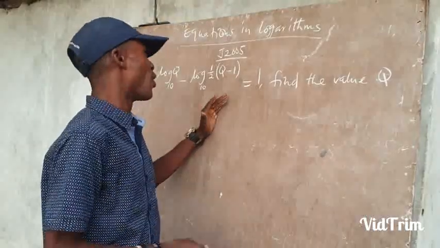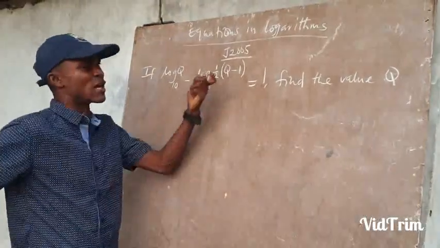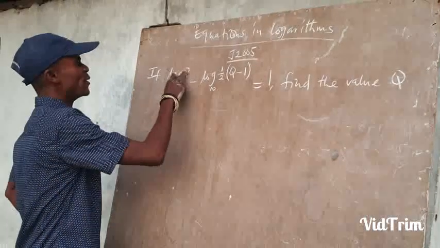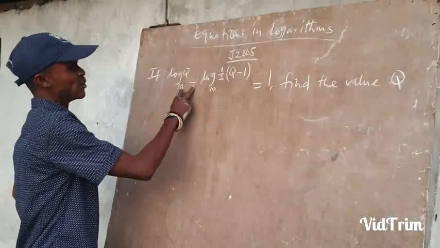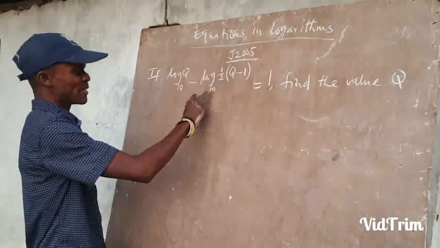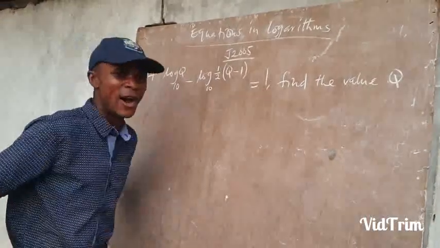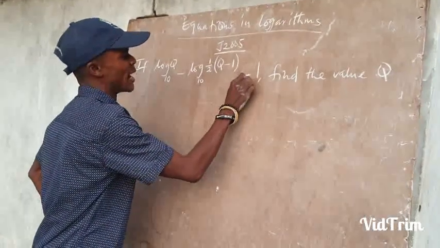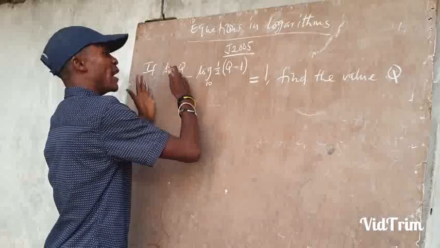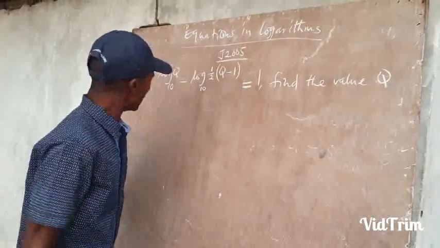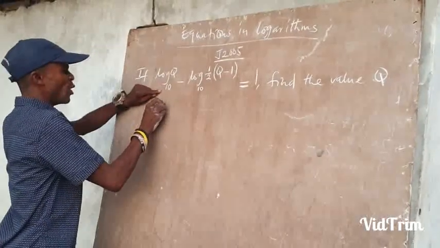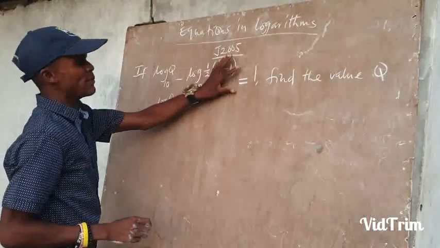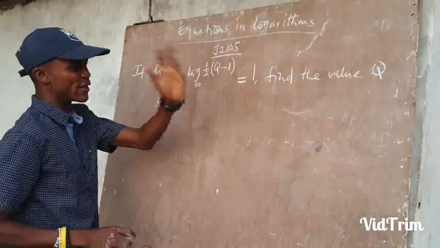The first question now on the board was a question that came in 2005, government was. The question reads, if log q base 10 minus log half of q minus 1 base 10 equals 1. It is an equation because these two terms are separated by an equal to sign. There are terms on the left and another one on the right. Now, we have log of q base 10 minus. I will clear the bracket here. Anytime you have a bracket, you clear it.